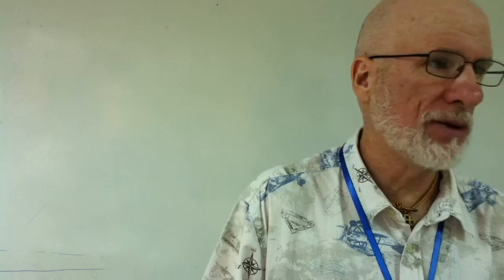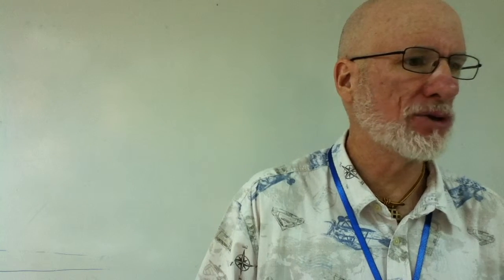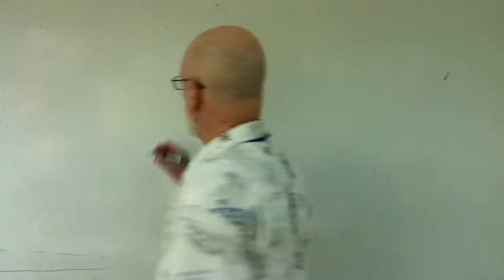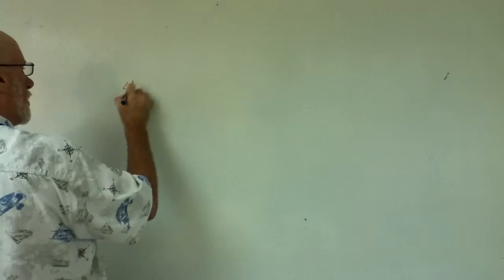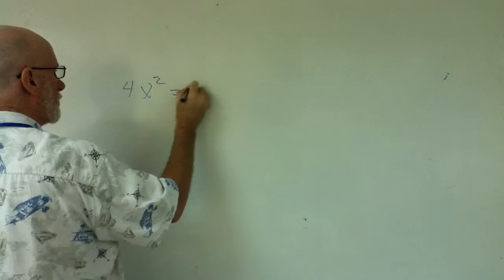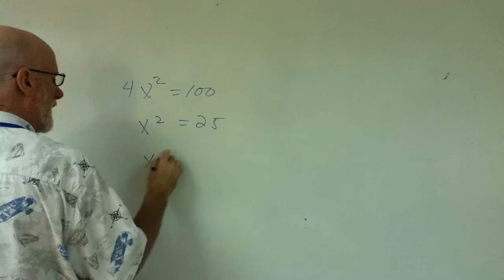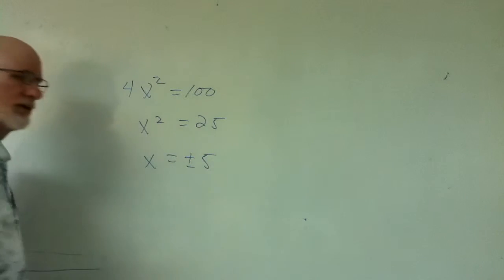All right, what do we got? 4 left? You know what? We'll do them all. 4x squared equals 100. What's the answer? Quickly. Plus or minus what? Plus or minus 5. Very good. So it's going to be 4x squared equals 100. X squared equals 25. X equals plus or minus 5.